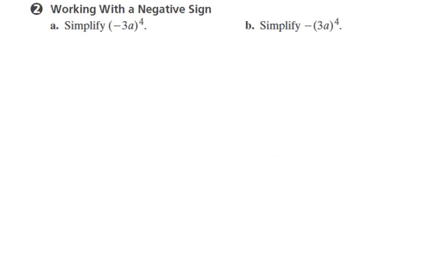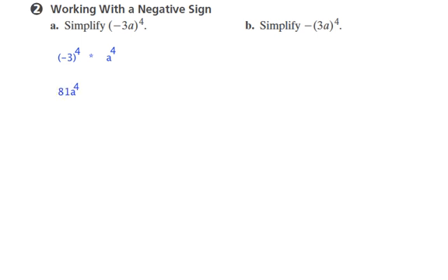When working with bases that have a negative sign, you have to pay very close attention as to where the negative sign is located. In example 2a, we have negative 3a inside the parentheses to the 4th power. That means when we take the 3 to the 4th power, the negative sign goes with it. So it's negative 3 to the 4th. Negative 3 to the 4th would be negative 3 times negative 3 times negative 3 times negative 3, which would give us positive 81. A to the 4th is just a to the 4th.